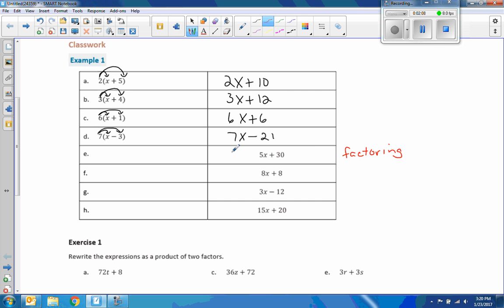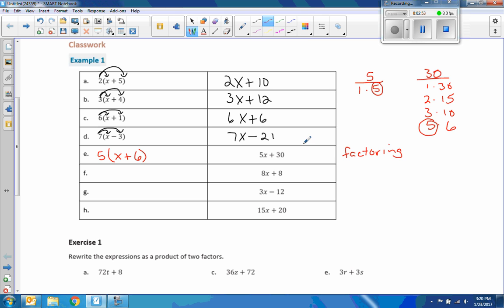Okay, so you have to ask yourself, what do 5 and 30 have in common? What factors? So 5 is prime. So the factors of 5 are 1 times 5, and the factors of 30 are 1 times 30, 2 times 15, 3 times 10, 5 times 6. Okay, the factor they have in common is 5. So I'm going to factor out a 5. 5x divided by 5 is simply 1x or x. Positive divided by a positive is positive. 30 divided by 5 is 6.